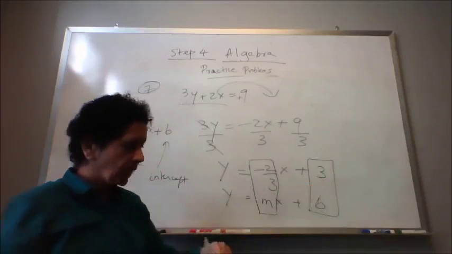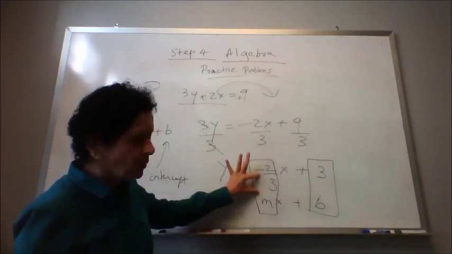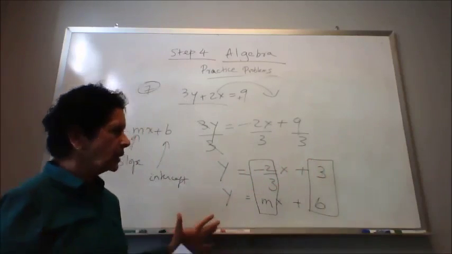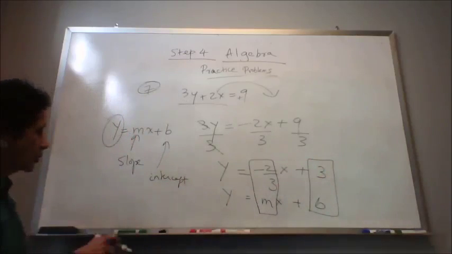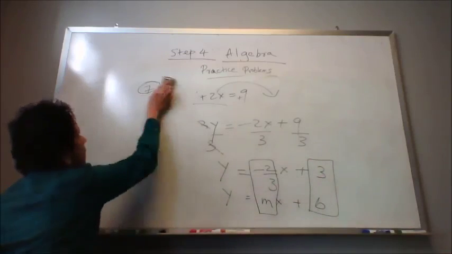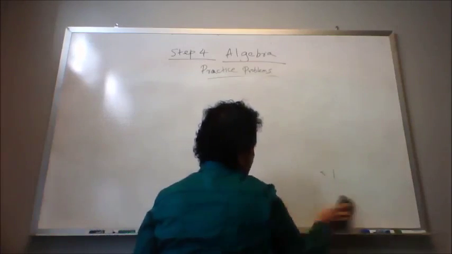So that's the question they're asking. What is the slope? What is the intercept? So you will write slope is minus 2/3 and intercept is 3. So it's always plug in. That's all you need to do. Okay? So now let's move on to the next problem.